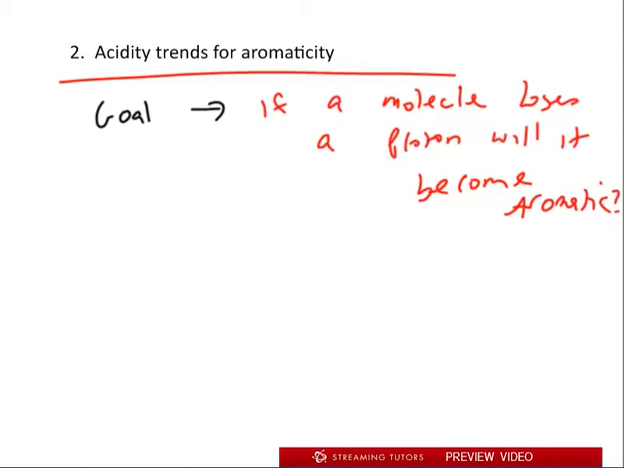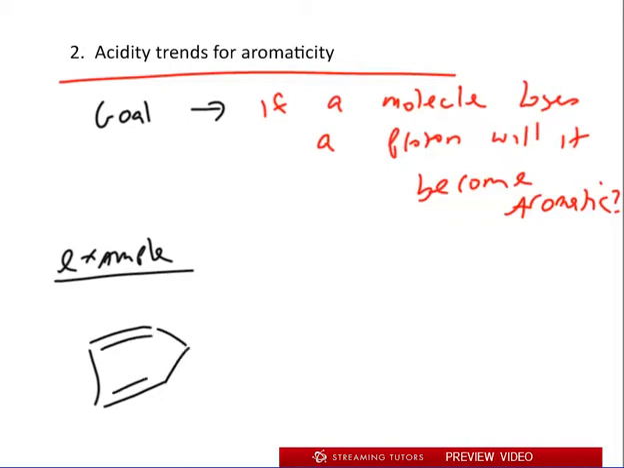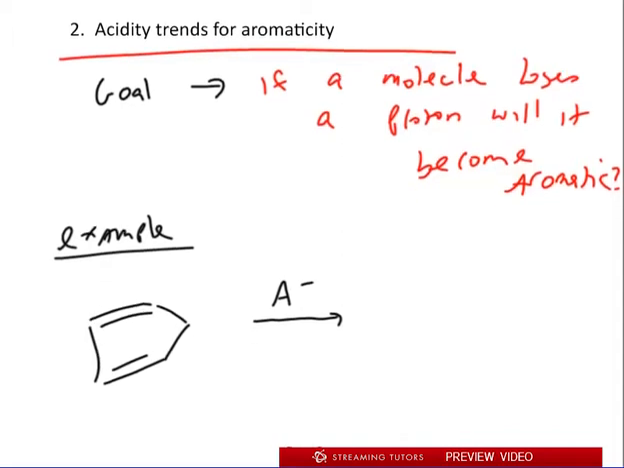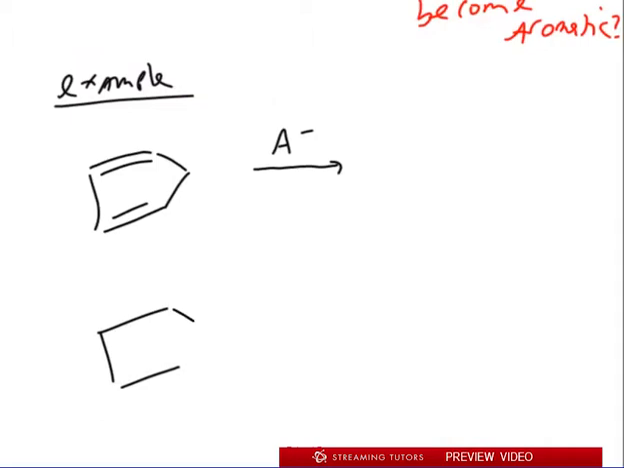So, for example, let's say I have a ring system like this. So we have this cyclopentadiene. Now, I want to ask you, if I have a base, will I lose a proton? Is this more or less acidic than this right here? So, which is more acidic? Now that's the question I want you to consider. Now think about the logic.